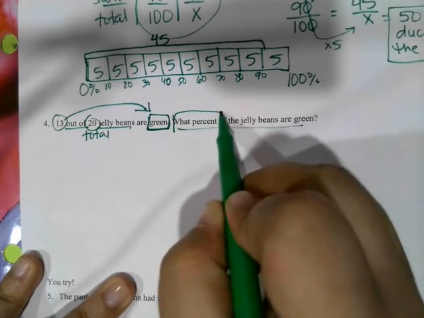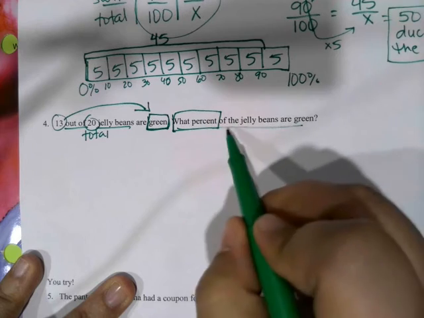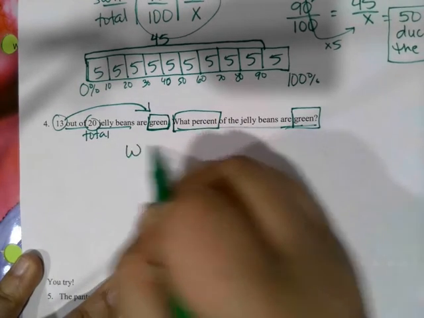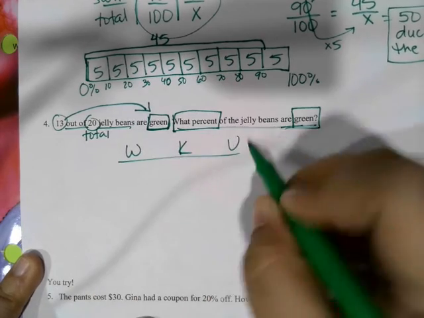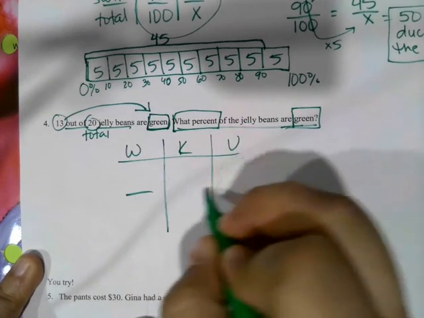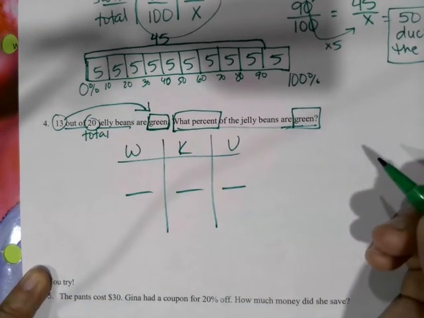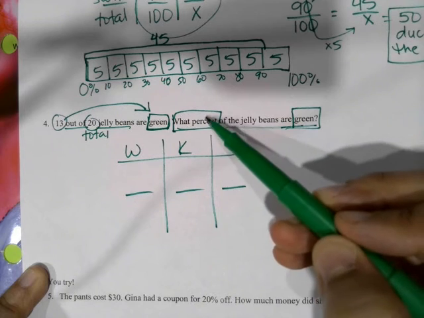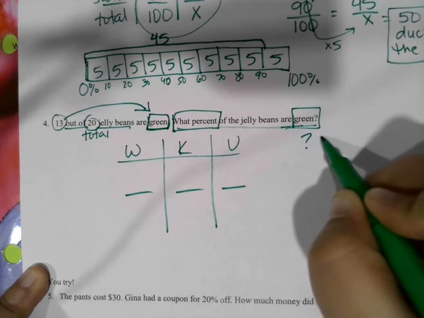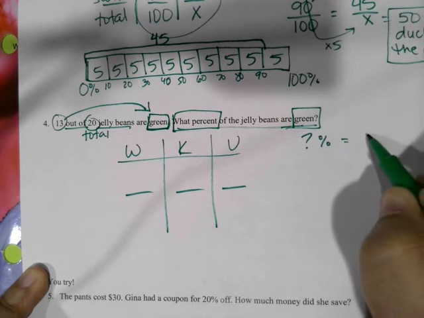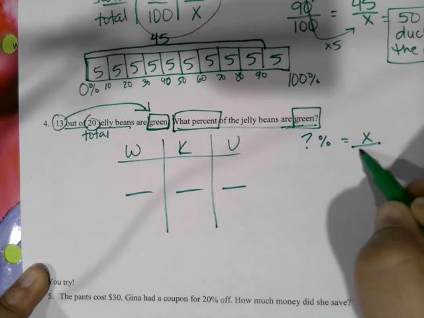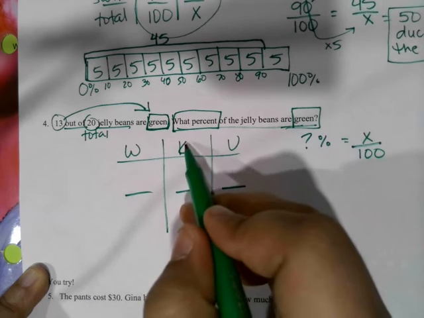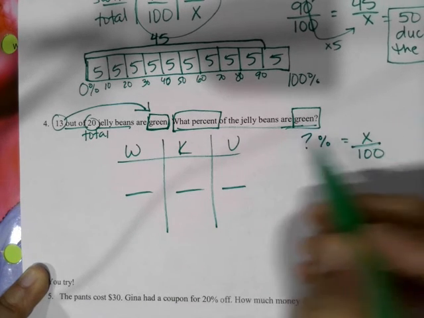Question says what percent, so this is a little bit different. We're not given the percent here. What percent of the jelly beans are green? We're still going to set up a WKU. We're going to look for a percent. They do not give me a percent. The question is what percent. So when you don't know the percent, you're automatically going to put X because it's unknown and it still goes over 100. Automatically. And we're not going to put it in our known column because we don't know it. It's unknown.